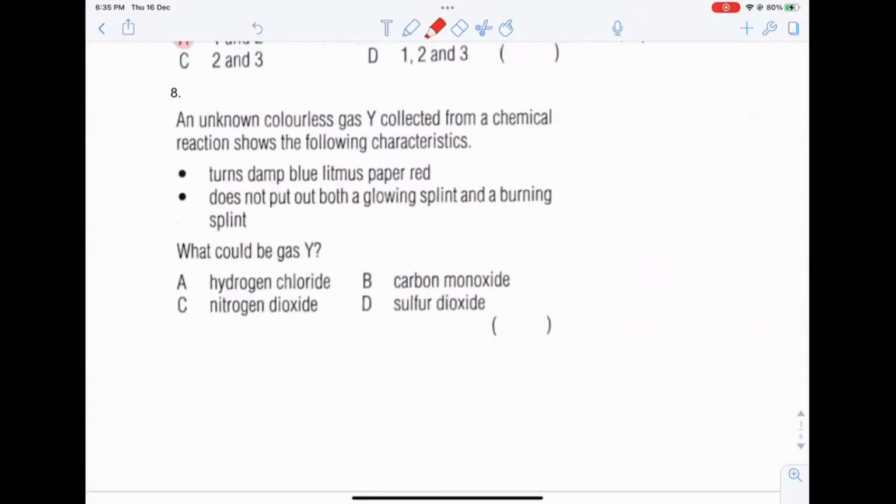Number 8. An unknown colorless gas Y collected from a chemical reaction shows the following characteristic. It turns damp blue litmus paper red. So this tells you that it is acidic.